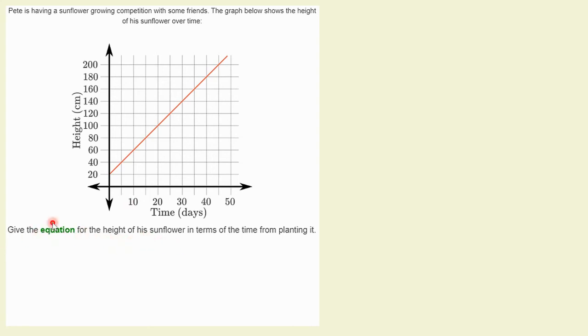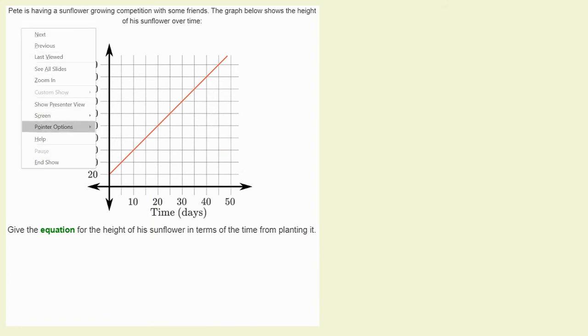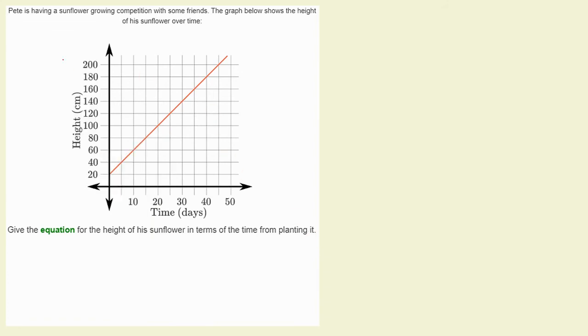Give the equation for the height of the sunflower in terms of the time from planting it. So what I might do first of all is just say I'm going to use the letter H to stand for the height, and I'm going to use the letter T to stand for the time in days. If you were doing this in the internal, you'd write down H as a sentence. H is going to stand for the height in centimeters, and T is going to stand for the time in days.